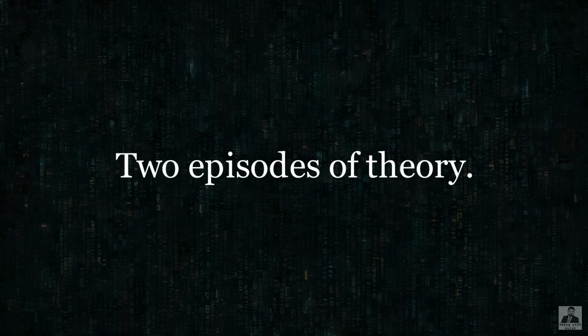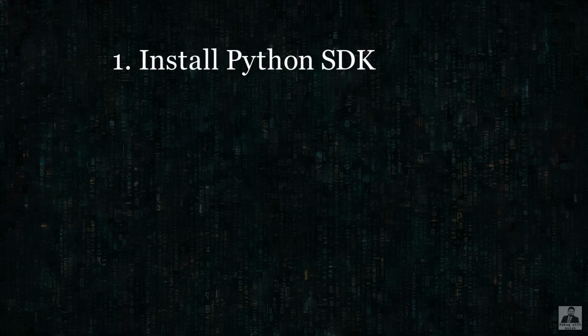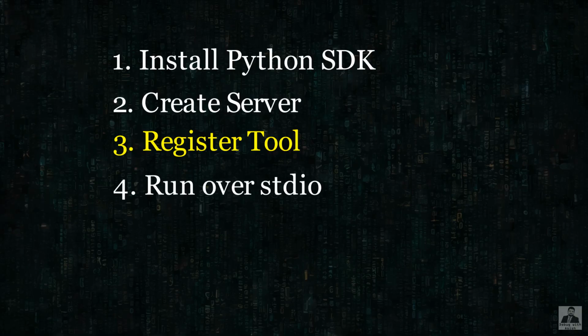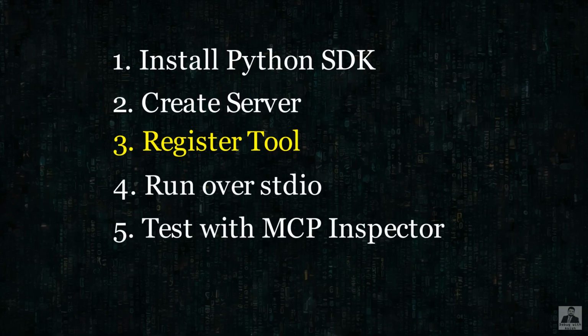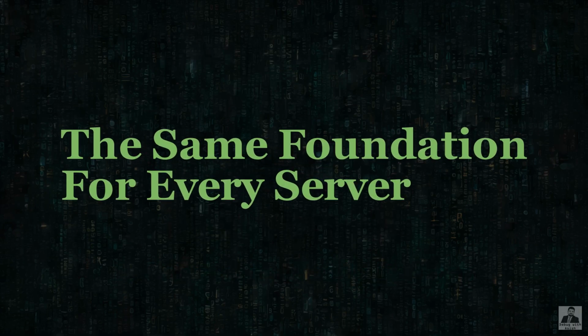Two episodes of theory. Now we build. In this episode, we go from an empty folder to a working MCP server that Claude Desktop can connect to and use. We install the official Python SDK, create a server, register a tool that adds two numbers together, run it over standard input-output, test it with the MCP Inspector, and then connect it to Claude Desktop and ask Claude to use it. Every server you build in this series follows the same structure we establish here.